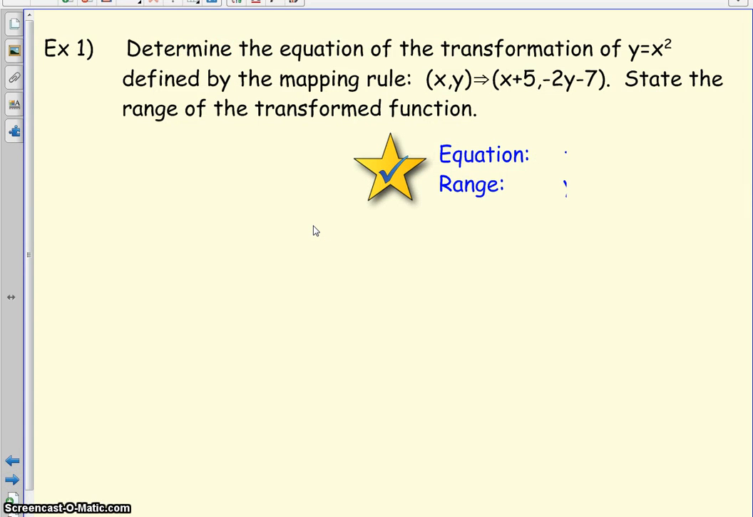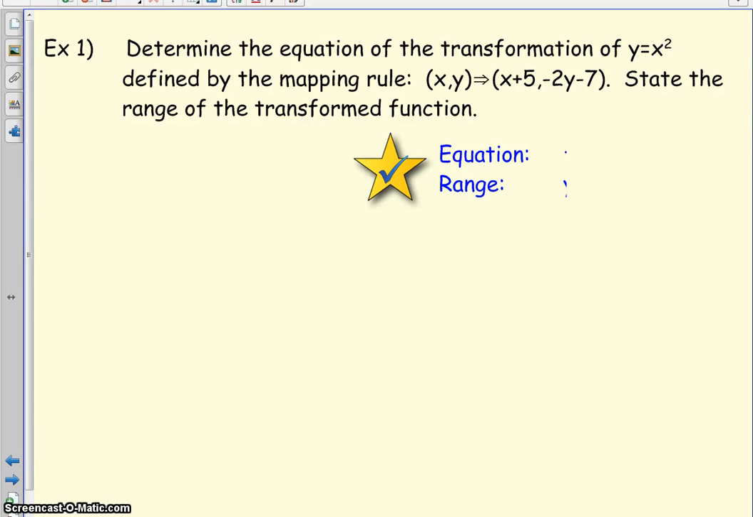So we're going to determine the equation, and we're given that it's a transformation defined by a mapping rule. We're told that the mapping rule from y equals x squared to our new quadratic is (x + 5, -2y - 7), and it wants us to state the range of the transformed function.